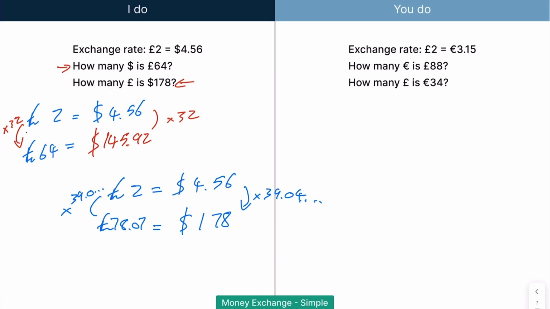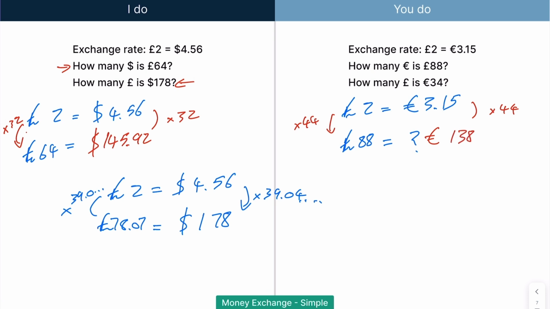So, again, I hope you have pressed pause and had a go at this. So step 1, write out the exchange rate. Step 2, write down what you've been given in the question. So we've been given the pounds and we don't know what this is. So how do we go from here to here? So that's going to be times 44. So times this by 44. And that is 138.6. And that is that one done.